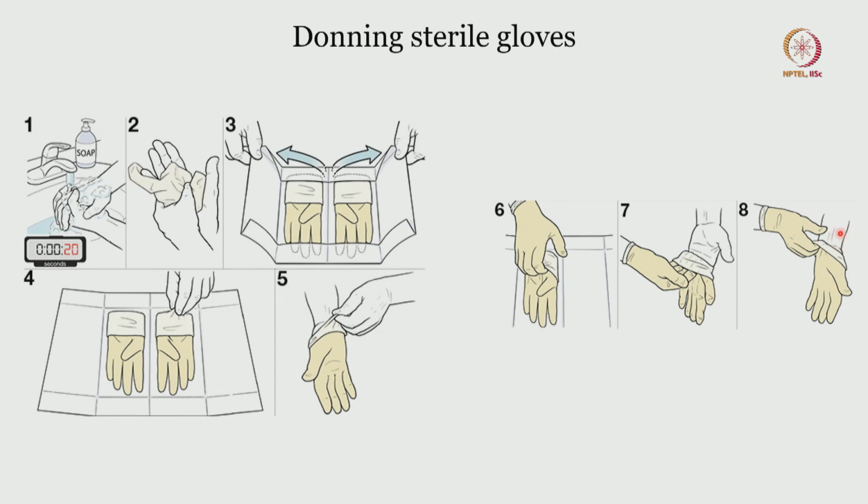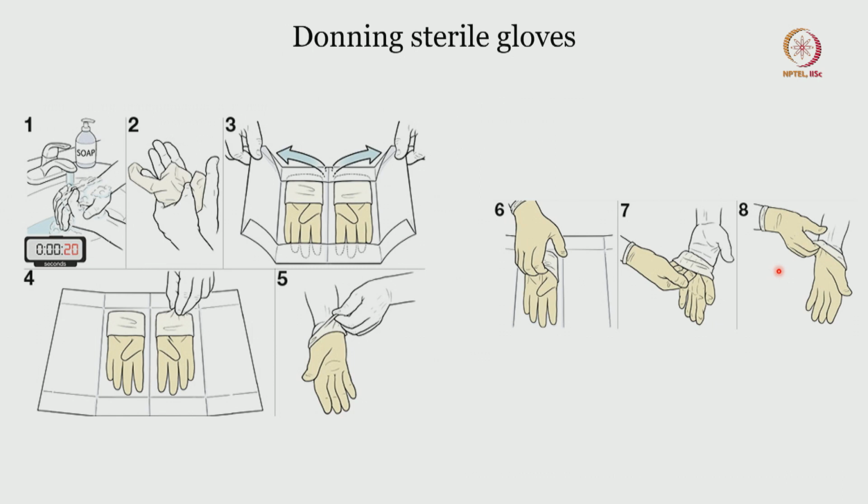So there will be a sleeve coming till there. The gloves will snap onto the outer surface of the gown, so that your entire upper limb is covered in a sterile fashion, all right. So this way of donning gloves will ensure that the tips of your fingers and your entire hand remain completely sterile, all right.